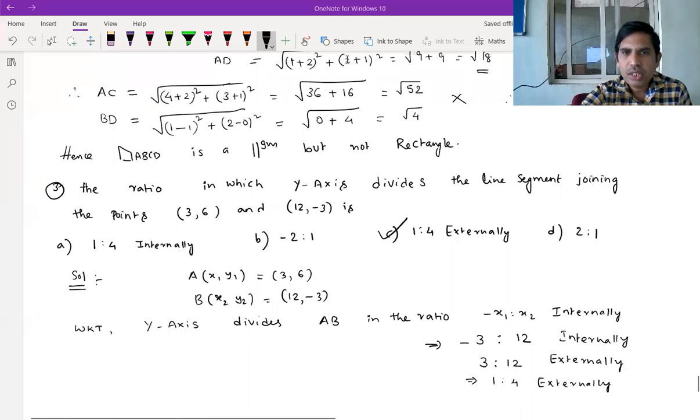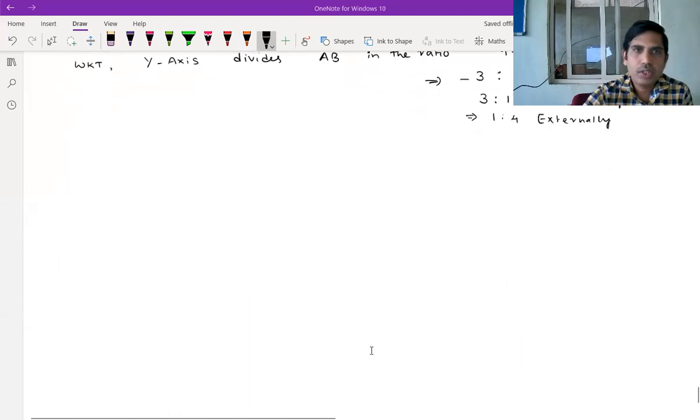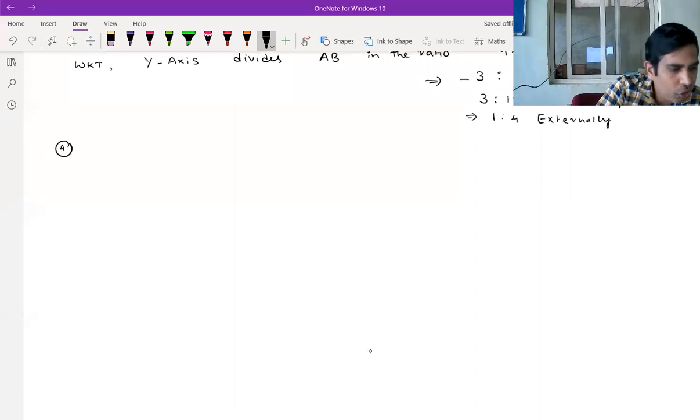Understood? Sir, why we should not take internally? That's why yesterday I told already. So if you get a negative ratio, make it positive, and we have to say it in the form of external, means opposite division we have to take. Sir, why do we make negative to positive? Ratio is always positive. We cannot take a ratio in negative values. It should always be positive only. Okay? Next question. Fourth one.